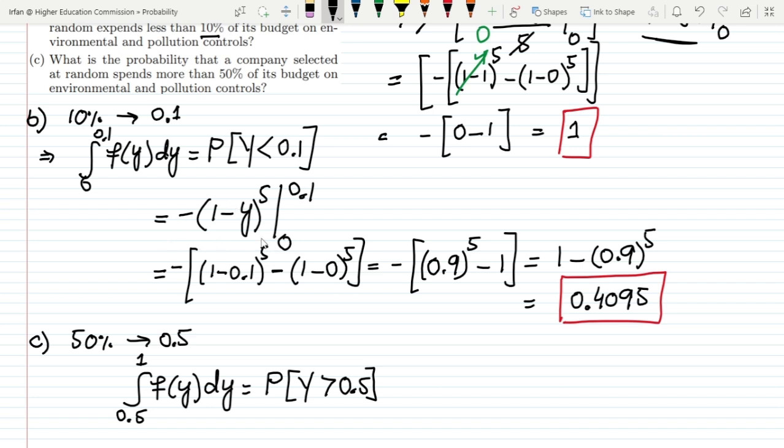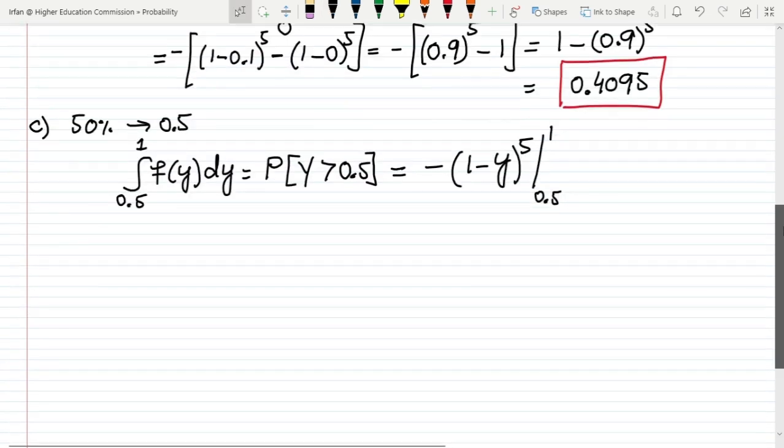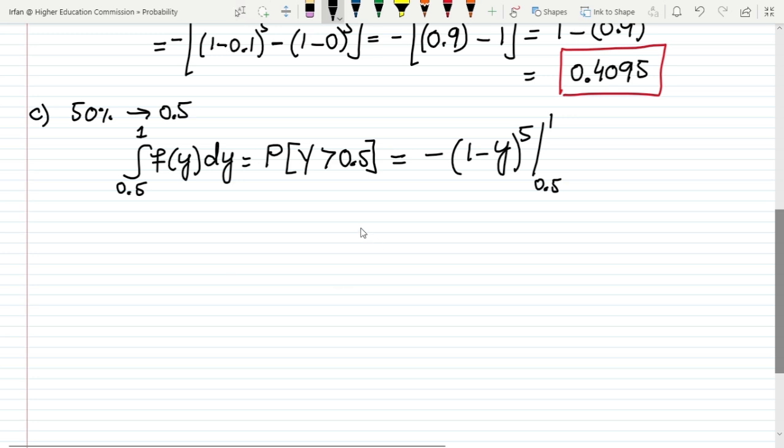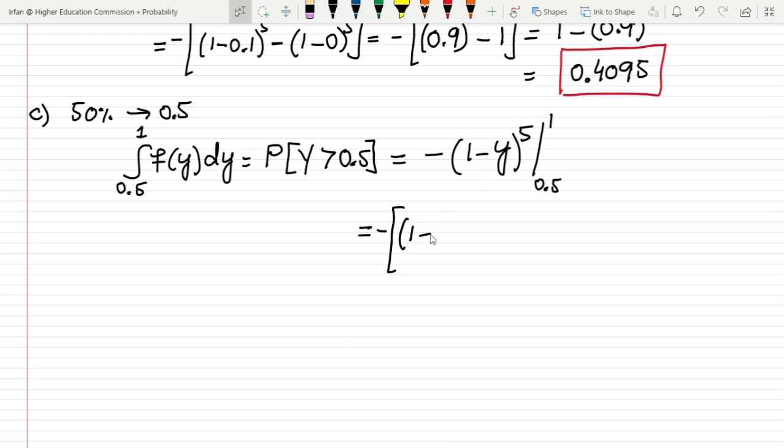Now putting the same equation here by using the different ranges, I will have minus (1 minus y)^5, and the lower range here is 0.5, the higher range is 1. Let me simplify it some more. It will be minus, and here the higher range gives (1 minus 1)^5 minus (1 minus 0.5)^5.